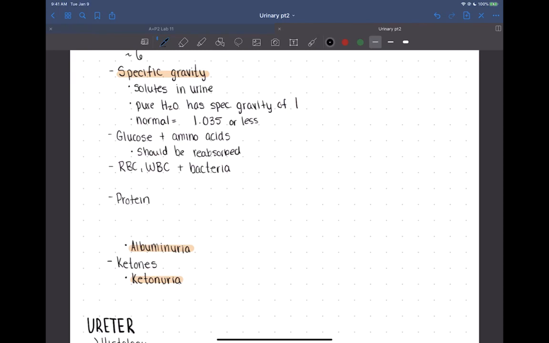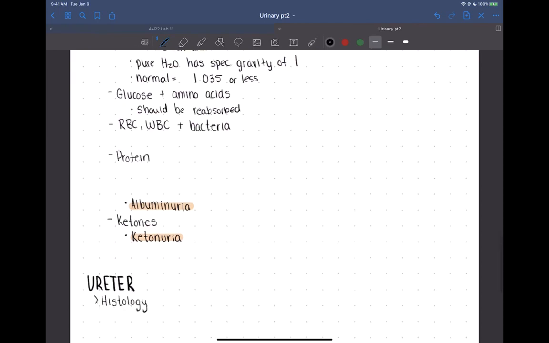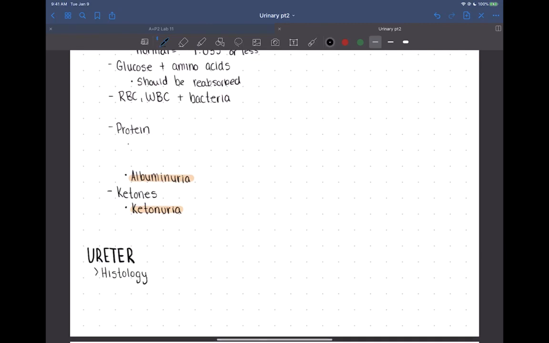Okay, and then you can test the urine for protein. And protein should not be in urine, all right? It should not pass that filtration membrane, because generally most proteins are going to be too big to make it past that filtration membrane. Remember those filtration slits and the simple squamous of the capillaries and the glomerulus.